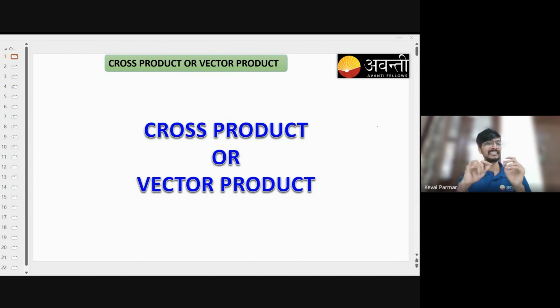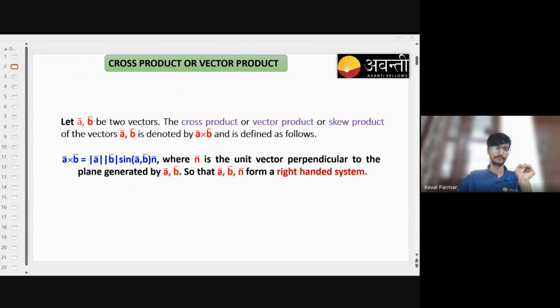In the last lecture, we studied what is meant by vector product. For vector product, we have two types of product that we have studied till now, that is dot product and cross product. We are done with dot product. Dot product was two vectors multiplied to give a scalar output. Now, what is cross product? Cross product is two vectors multiplied to get a vector output. So let's see the definition here.